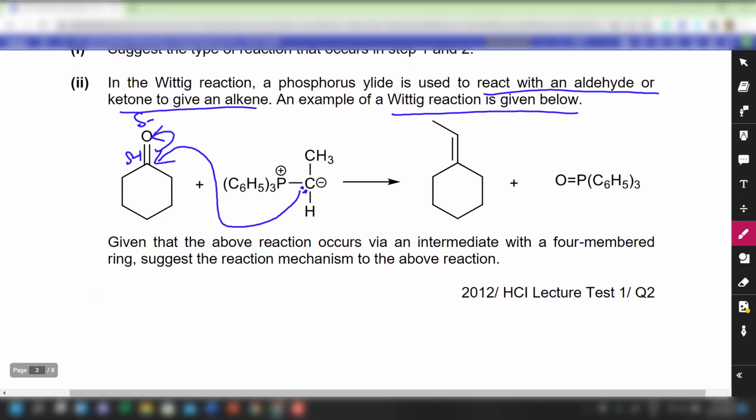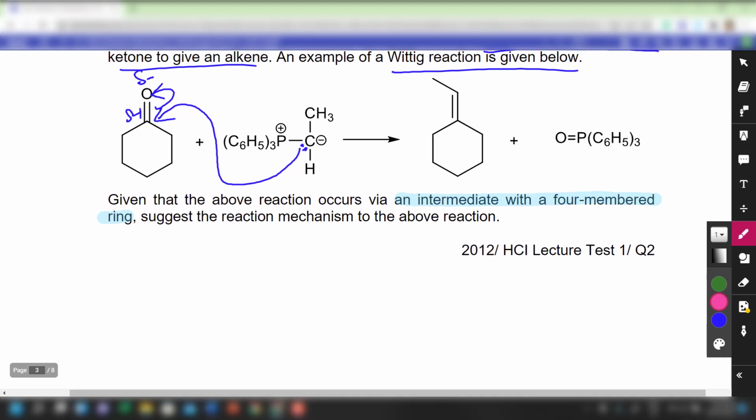Okay, and then you are supposed to draw the mechanism or propose a mechanism to the above reactions, given that the reaction occurs via an intermediate with a 4-membered ring. Okay, so now we shouldn't be proposing a mechanism too far away from what we are used to. So now let us try to perform a nucleophilic addition first, and we see how it goes.